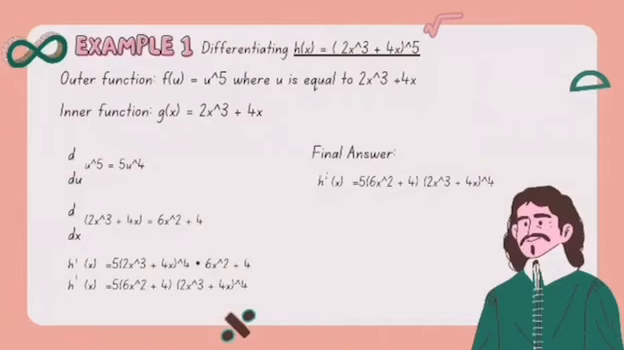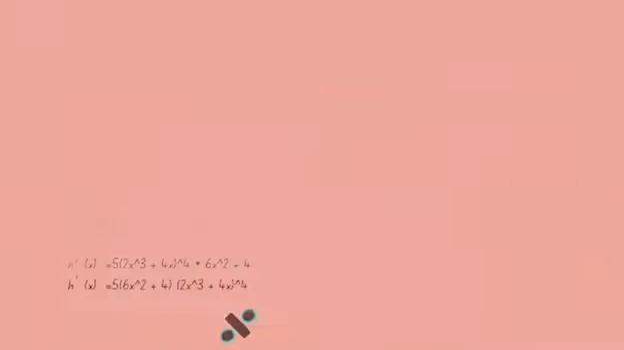Step 5. Simplify the expression. H prime of x equals 5 times (6x squared plus 4) times (2x cubed plus 4x) to the power of 4. So the final answer is h prime of x equals 5 times (6 times x squared plus 4) times (2x cubed plus 4x) to the power of 4.